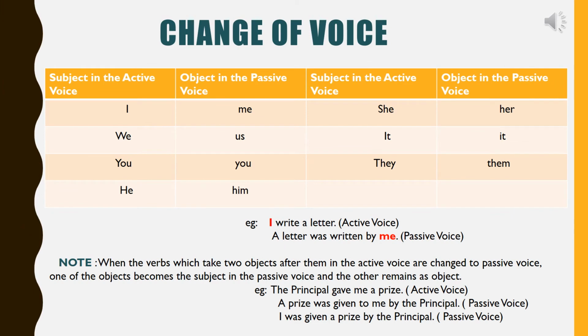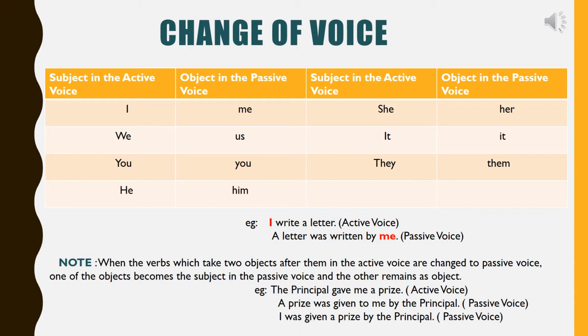Change of voice. Subject in active voice: I, we, you, he. Object in the passive voice: I becomes me, we becomes us, you remains you, he becomes him. Subject in active voice: she, it, they. Object in passive voice: she becomes her, it remains it, they becomes them. For example, I write a letter. It is an active voice. A letter was written by me.